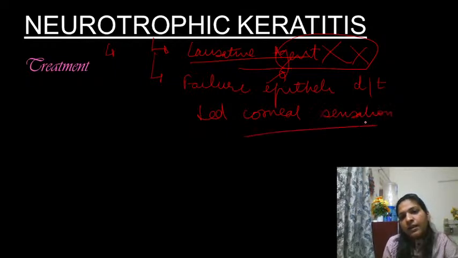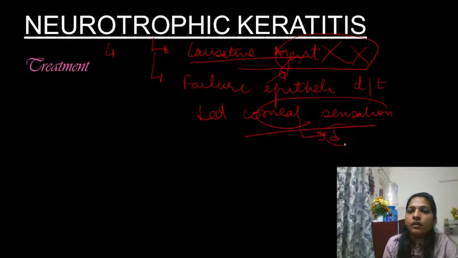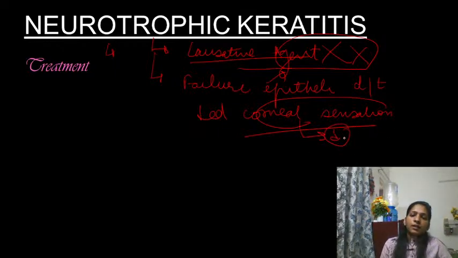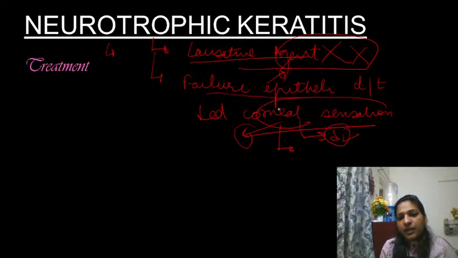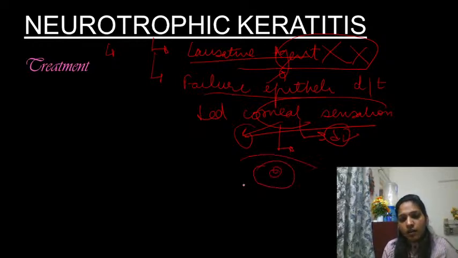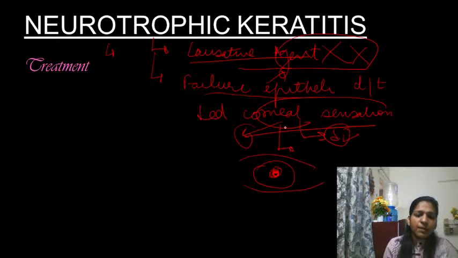After viral keratitis, corneal sensation can decrease. So viral etiology we can treat with antivirals, but due to the damage to the cornea by virus, corneal sensations can be decreased. If the corneal sensations are decreased, failure of reepithelialization can occur. Even a small epithelial defect in the cornea cannot heal properly. So failure of reepithelialization is there in neurotrophic keratitis.